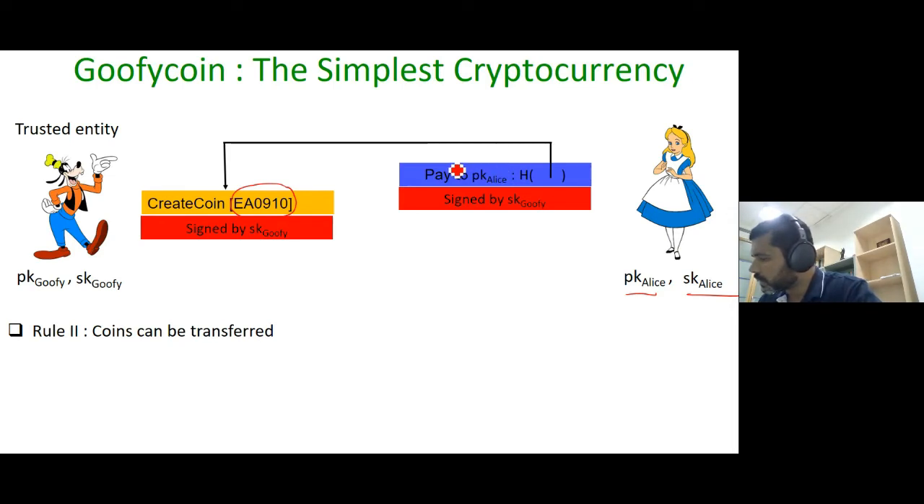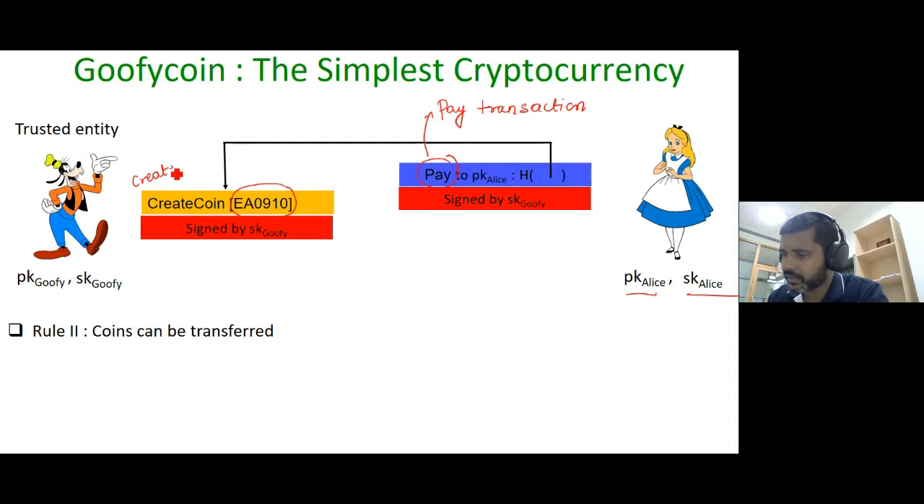So for transferring this coin to Alice, what Goofy can do is the following. He can create a new type of transaction, which I call a pay transaction. Right. And this is different from a create coin transaction. Create coin transaction is used for minting new coins. Pay transaction is generated for transferring a coin from one entity to another.